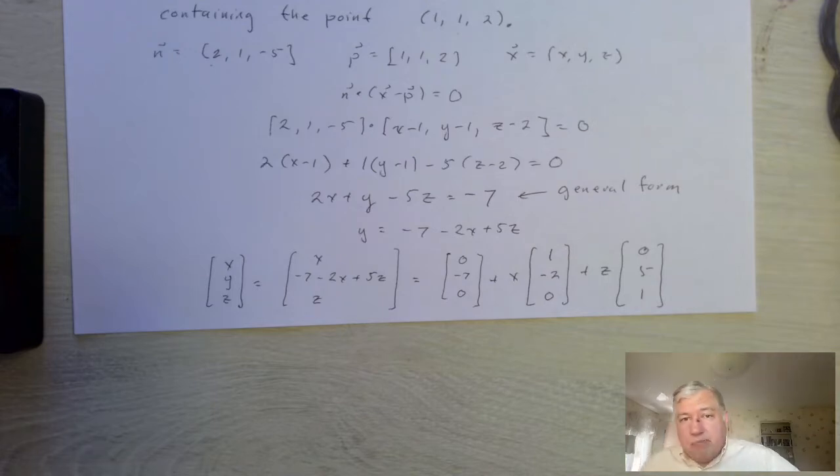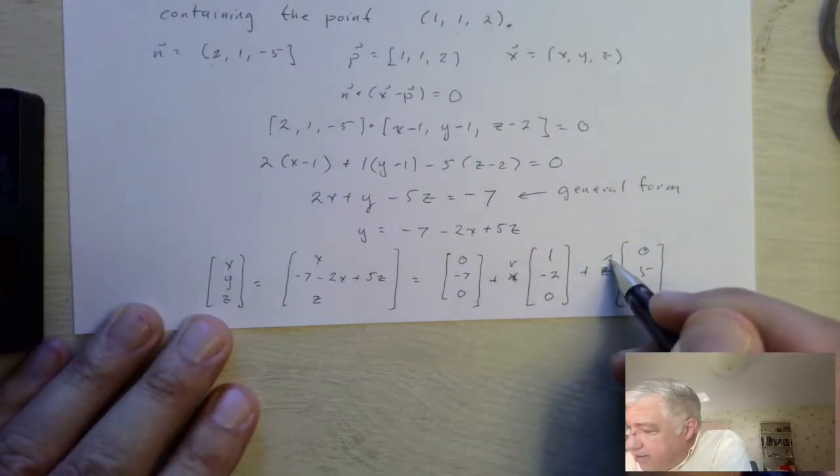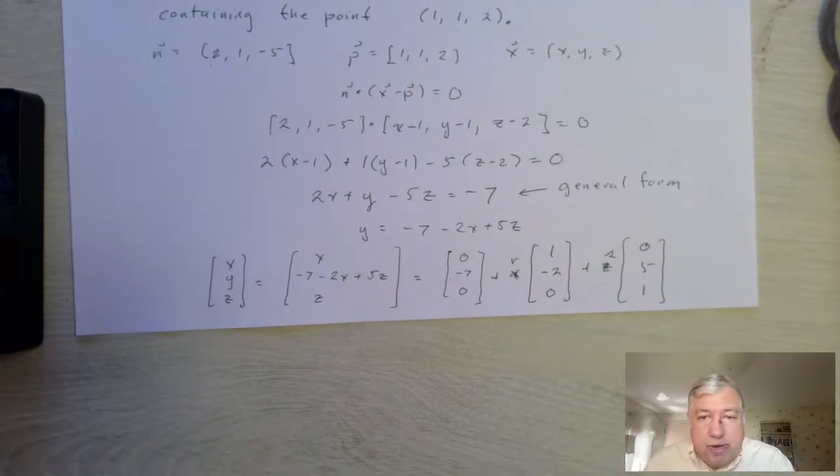And because it doesn't really matter what we call these real numbers, we could replace x with r and z with s, and that would still work. We can just let s and r be any real numbers we want.